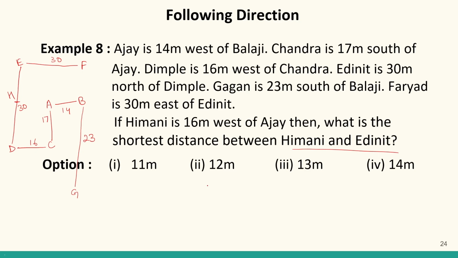So this complete distance, ED was equal to 30. Now, we have to find out EH. HD we already know is 17. Over here we can see this distance and this distance will be equal. So here we'll get 13 as the correct answer. So our answer will be option number 3, 13.